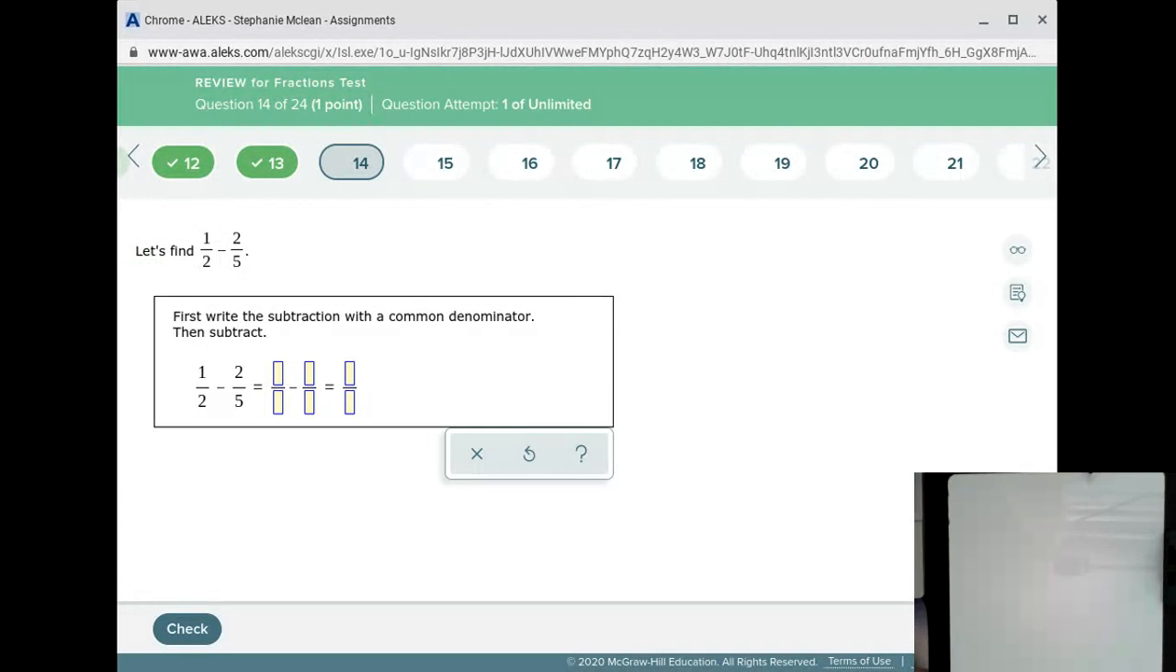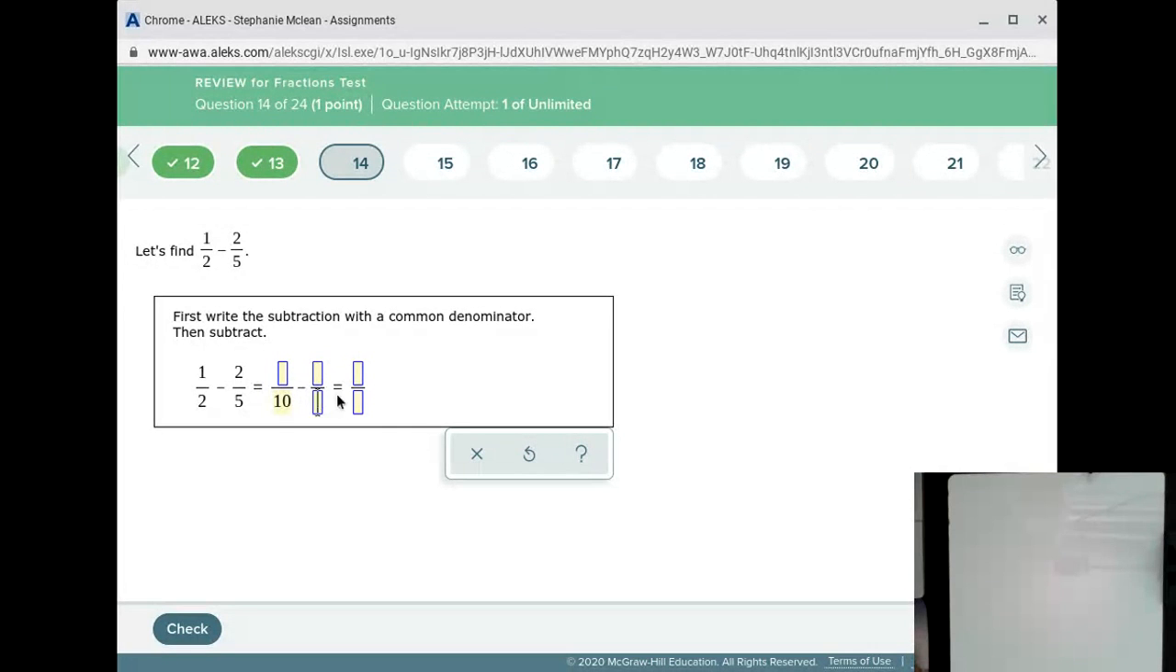Number 14. Let's find 1/2 minus 2/5. So they're getting a common denominator again, except they left everything blank. So we need to find the smallest number that both 2 and 5 are going to go into. 5 is an odd number, so I know that it's going to go into 10, which 2 is also going to go into. So 10 is going to be my common denominator.